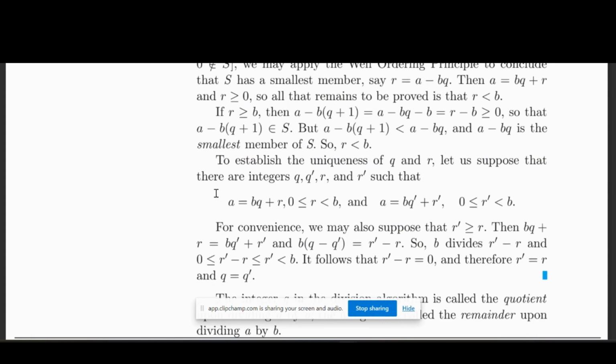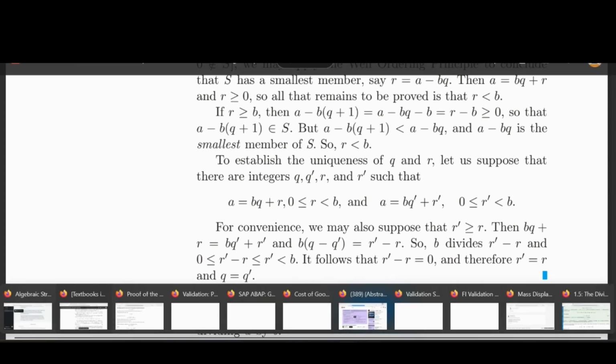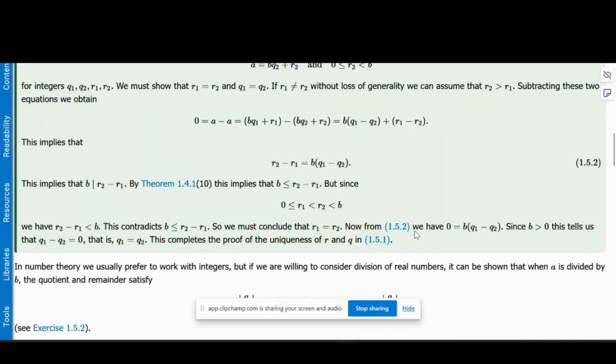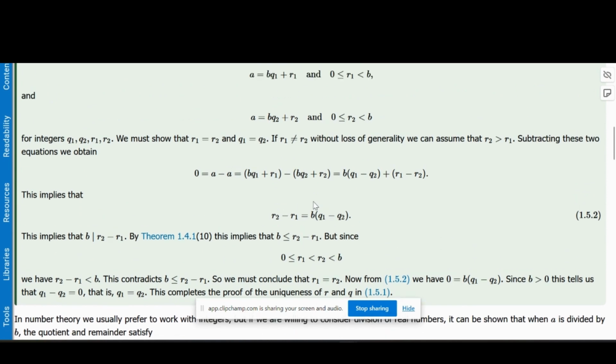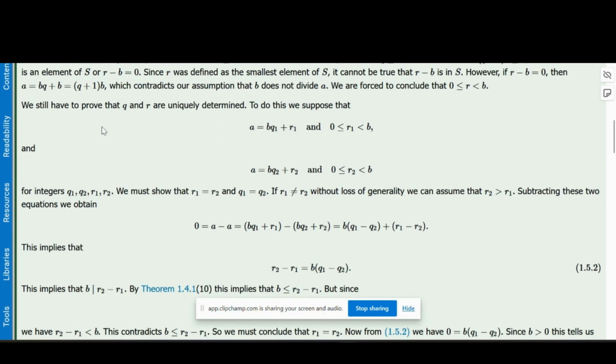Now, the second step is to establish the uniqueness of q and r. Let us suppose that there are integers. Let me now move to the alternative slide because that's explained better in this slide. We still have to prove that q and r are uniquely determined.